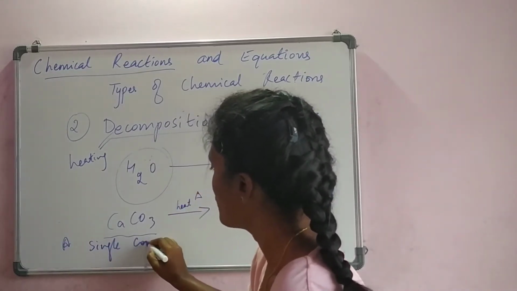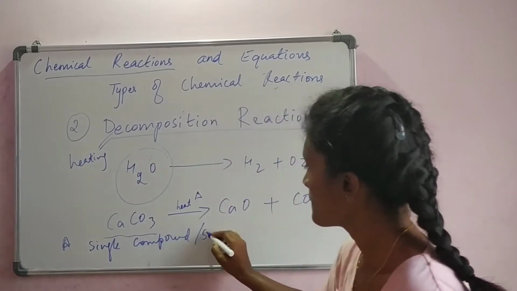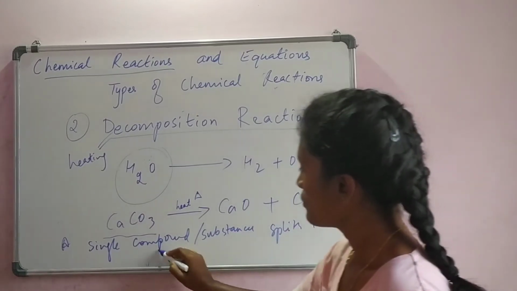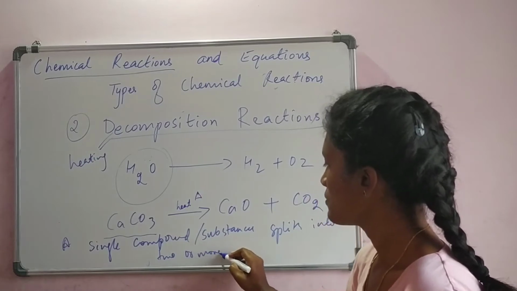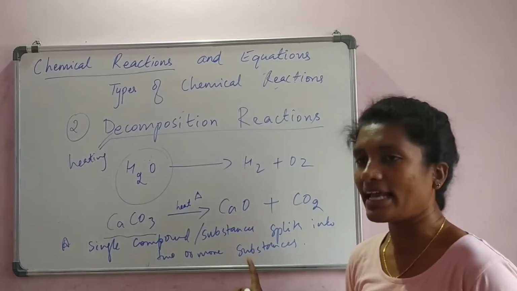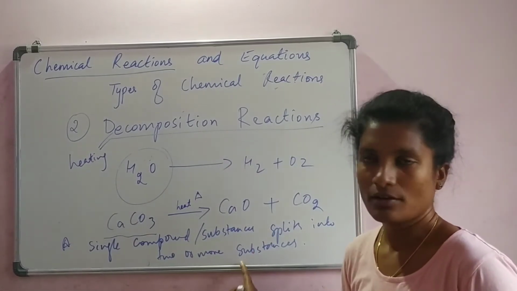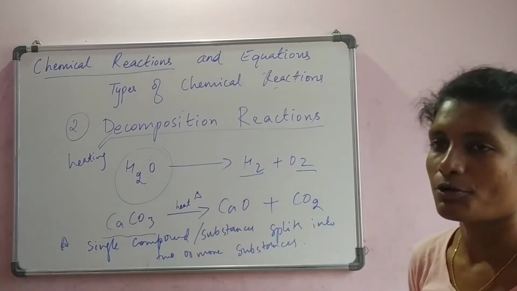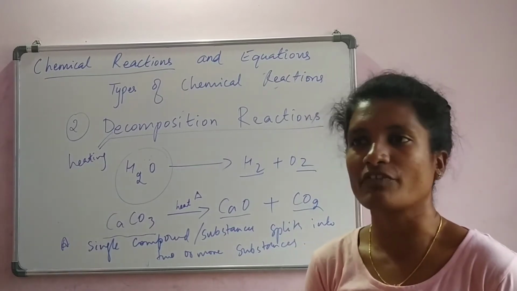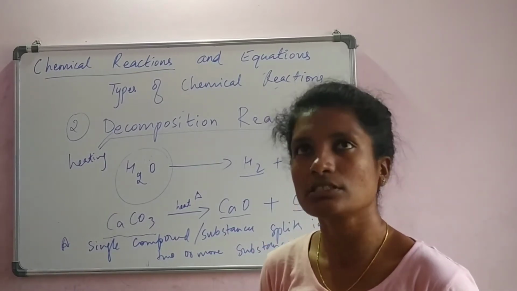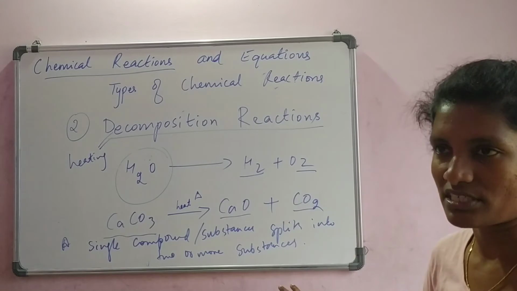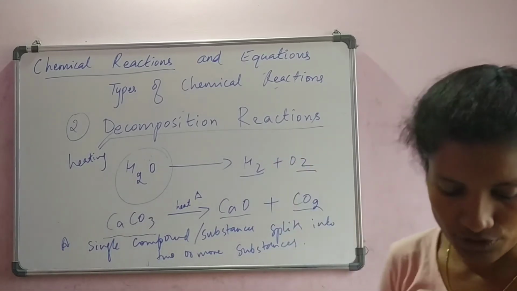a single compound or a substance splits into two or more substances. Why are we using the word substances? Because we cannot say elements or molecules or compounds here. Because in the first reaction you saw, we got molecules. In the next reaction we saw, we got compounds. So there is a possibility of getting elements, molecules or compounds. Hence we are using a general word, substances. So this is about decomposition reaction.